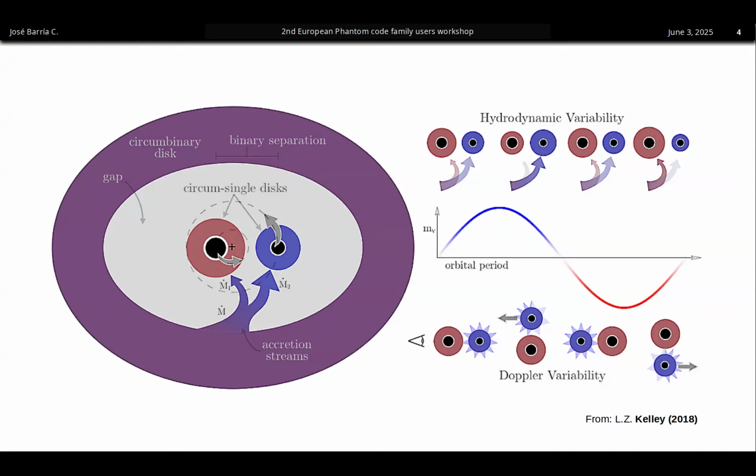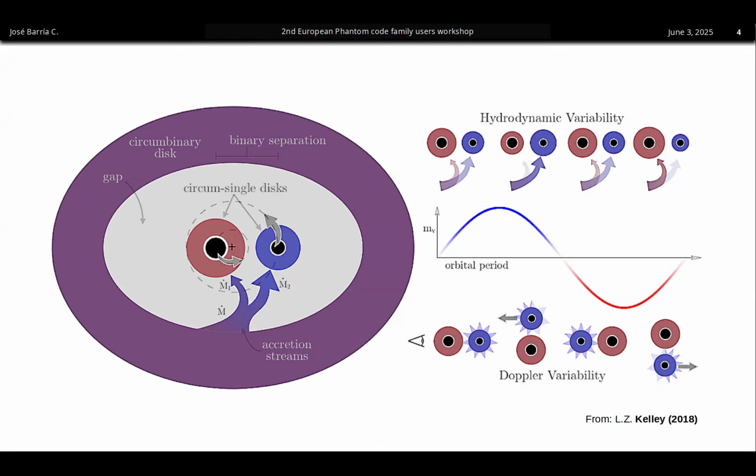So we have, of course, the two black holes. We have a circumprimary and a circumsecondary disk around each individual black hole. We also have, of course, the circumbinary disk I mentioned. We have this zone called the gap or the cavity, where every orbit is unstable, so particles either get kicked out of the system or fall into the black holes. And we have also these gas streams which feed gas from the circumbinary disk into the circumsingle disks.